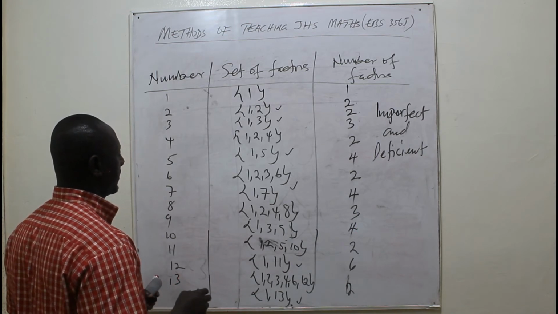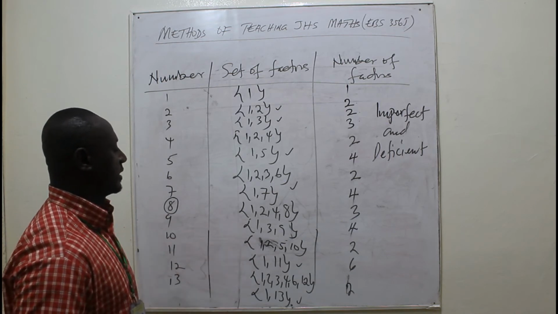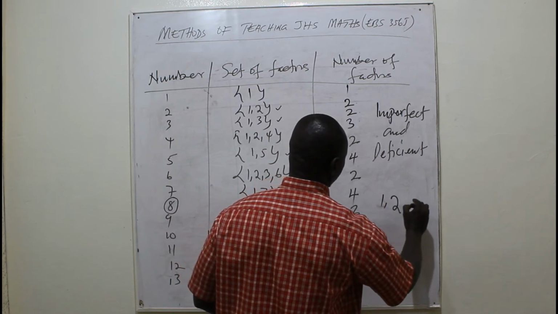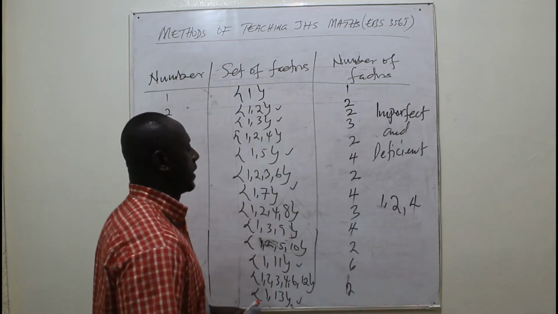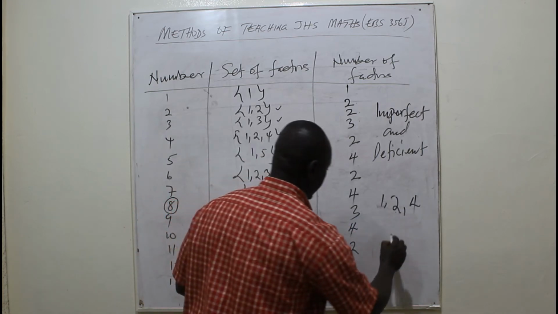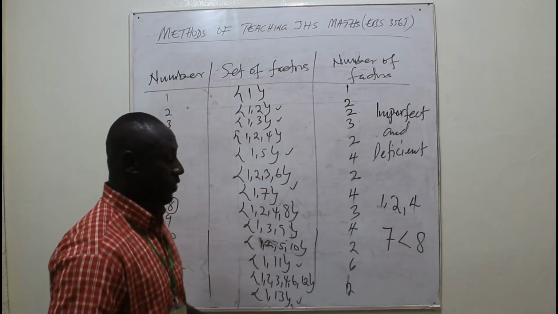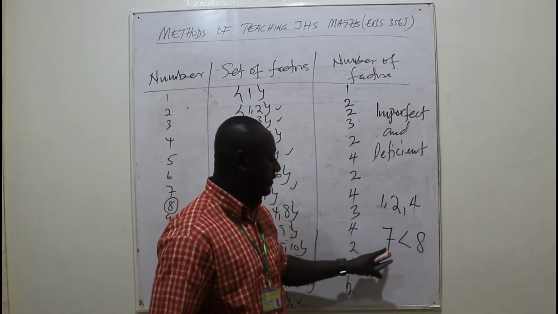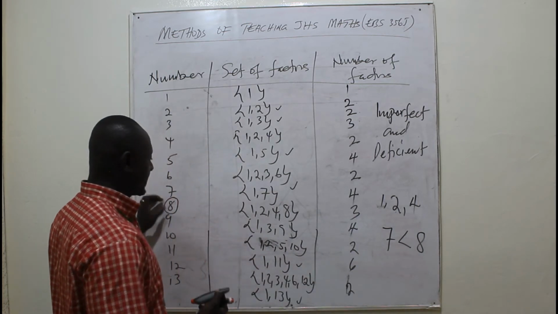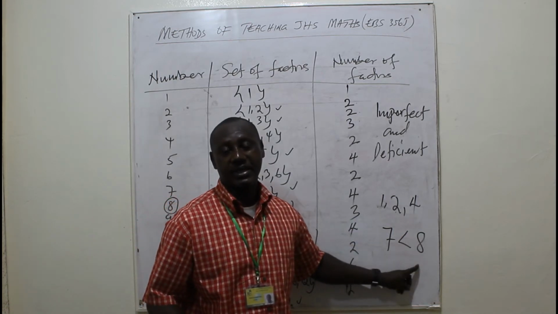For instance, if you go through, you will notice that if I choose the number 8, let's look at the proper factors. The proper factors of 8 are 1, 2, and 4. If you add these numbers, 1 plus 2 is 3, plus 4 is 7. 7 is less than the number 8. And because the sum of the proper factors, which gave you 7, is less than 8, it means that the number we chose is greater than the sum of its proper factors. Therefore, 8 is an imperfect and deficient number.